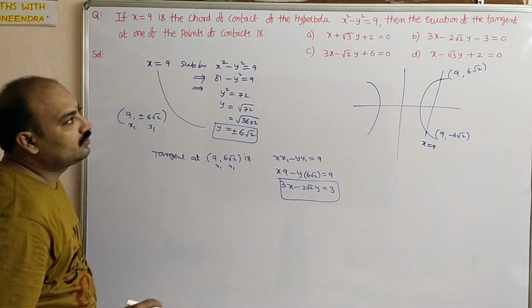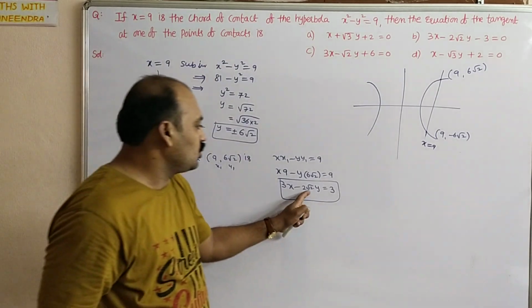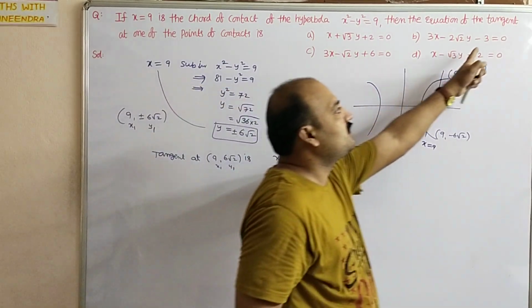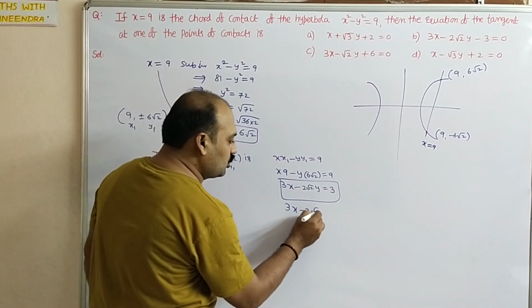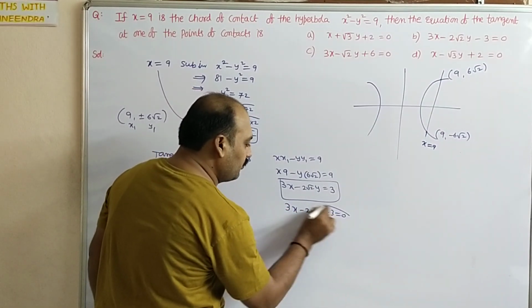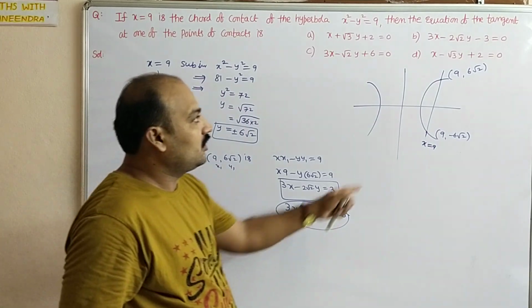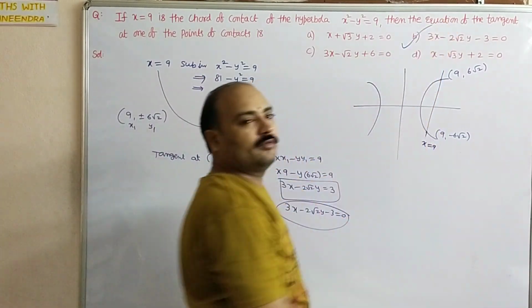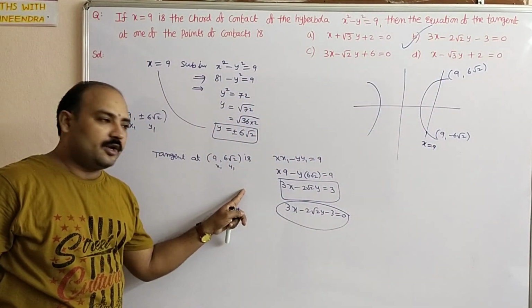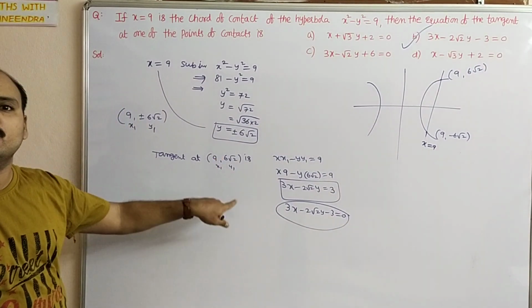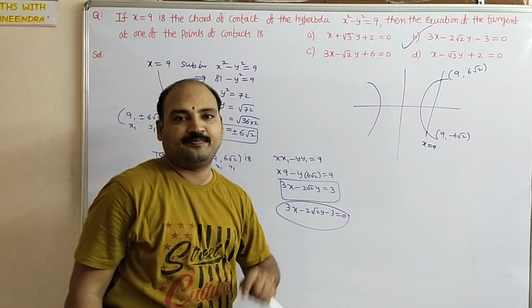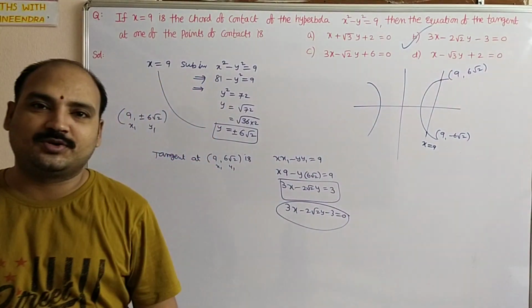Is there any option here? 3x minus 2 root 2 y equal to 3. So minus 3 is there here. We can write it as 3x minus 2 root 2 y minus 3 equal to 0, which is there in the second option. Now, if you are not getting this answer, go for another option, the tangent at 9 comma minus 6 root 2. So that also will come. We will move to the next question.